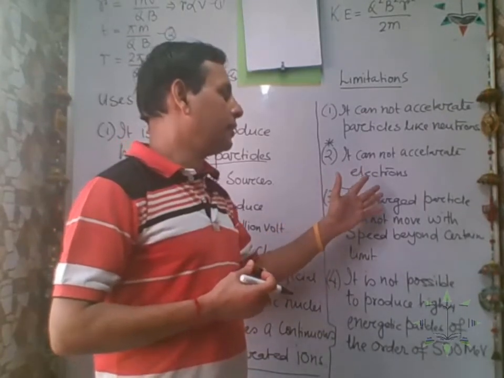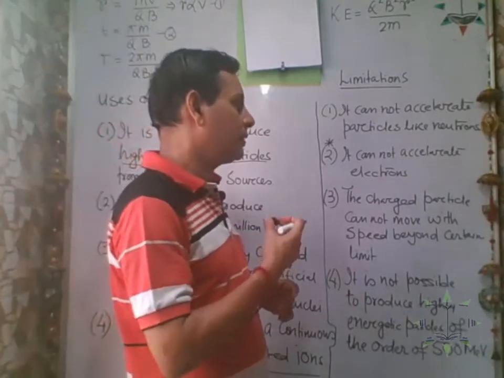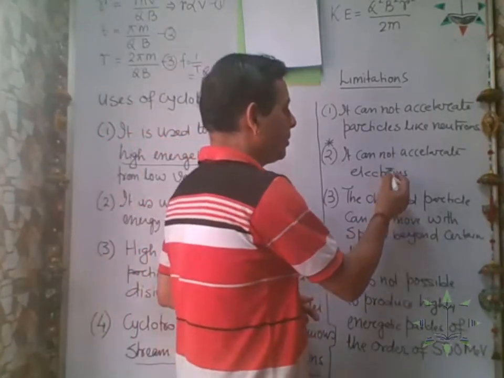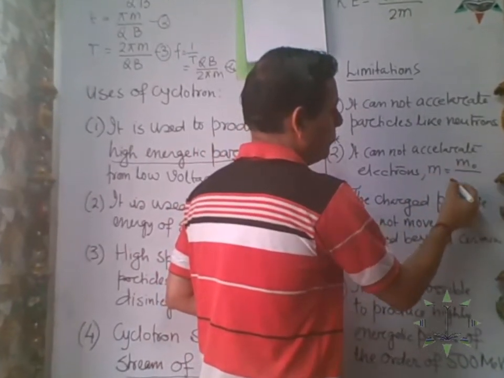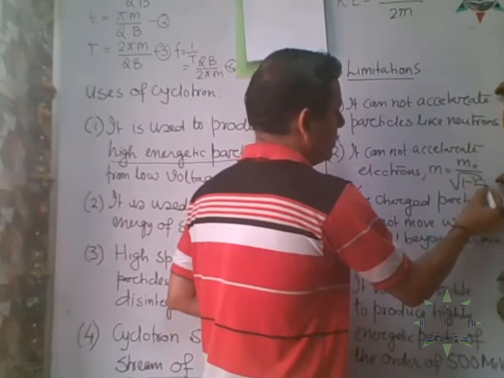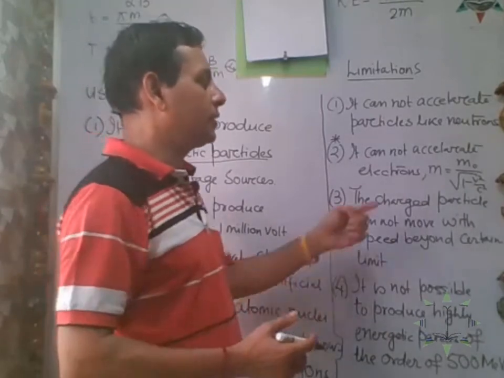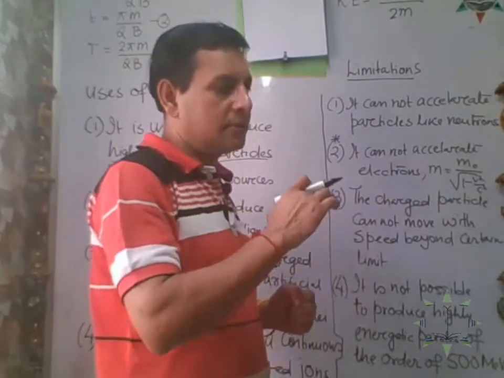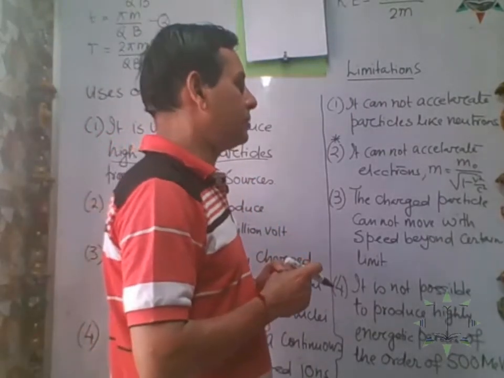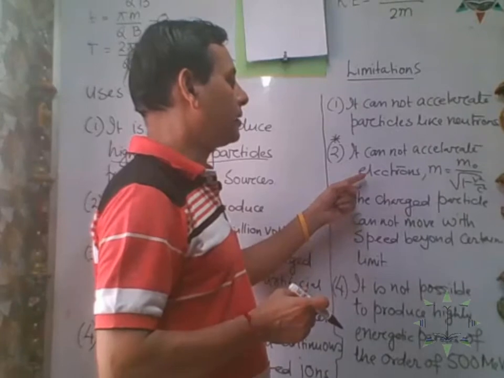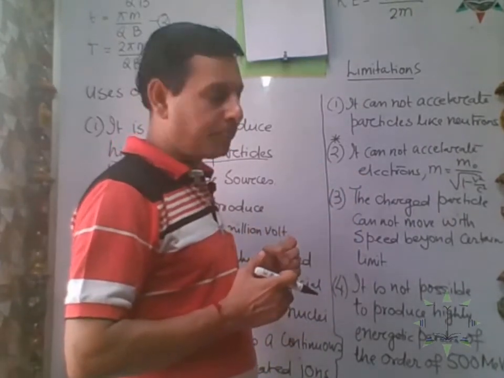It cannot accelerate electrons, because the electron has a relativistic mass. Its mass is very small, but as it moves, we have already explained that the mass of the electron is equal to the mass at zero velocity divided by the square root of 1 minus v square by c square. If we try to accelerate an electron, its mass will increase, and if the mass increases, then we cannot set the frequency and we cannot accelerate the charged particles. So lighter particles like negatively charged electrons cannot be used in the cyclotron.